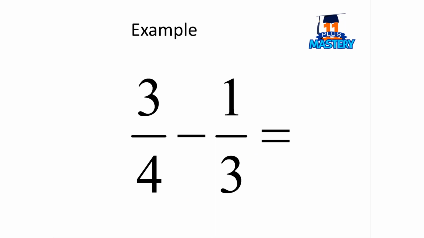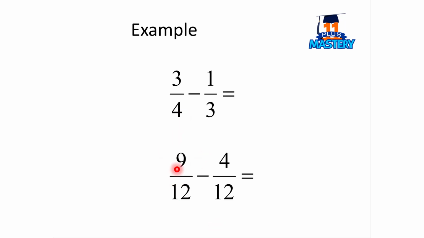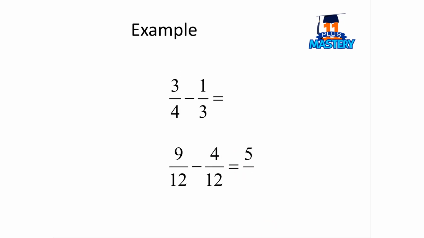3/4 take 1/3. Well, the first thing I need to do is put them with the same denominator. Well, my lowest common denominator of 4 and 3 is 12. So I'll do that. 4 times 3 is 12, 3 times 3 is 9. 3 times 4 is 12, 1 times 4 is 4. Now I can subtract. 9 take 4 equals 5, and my bottom number stays the same.